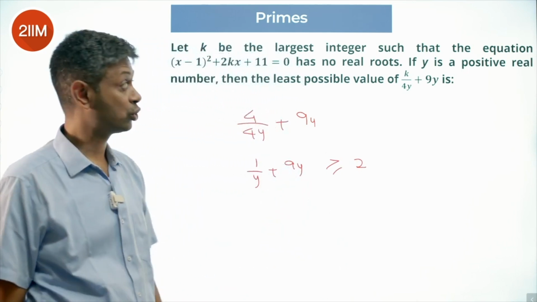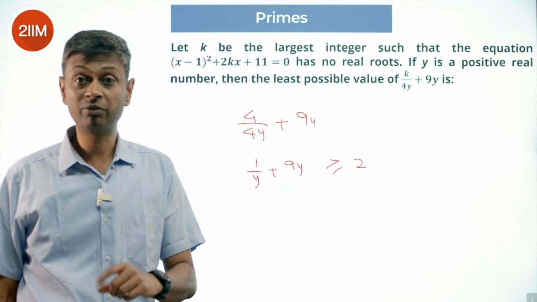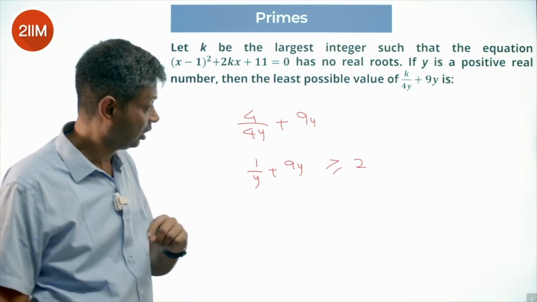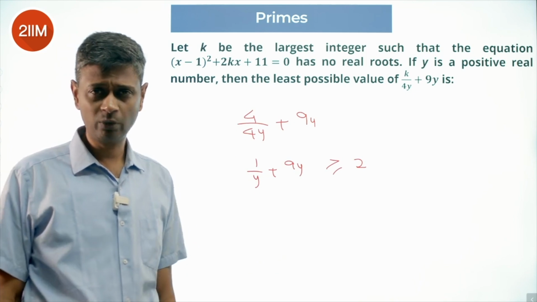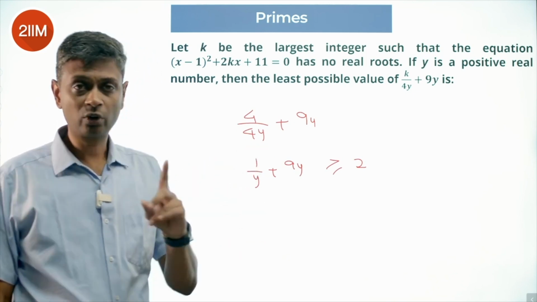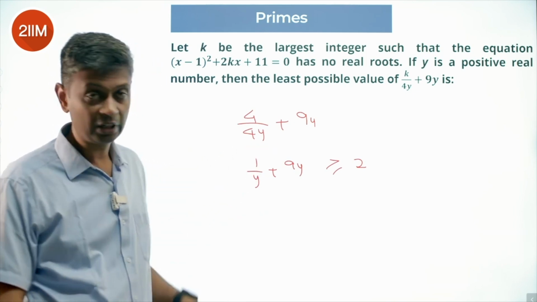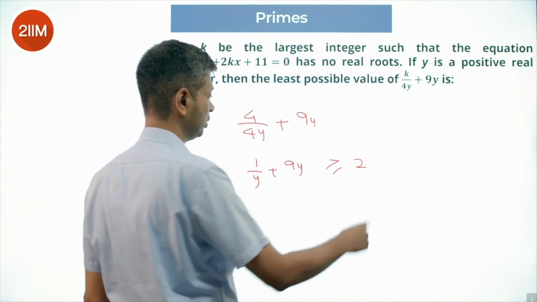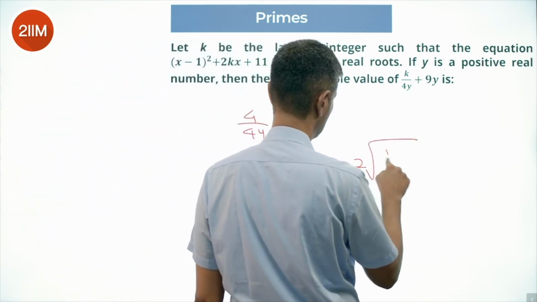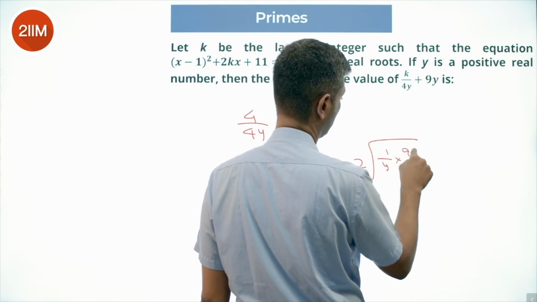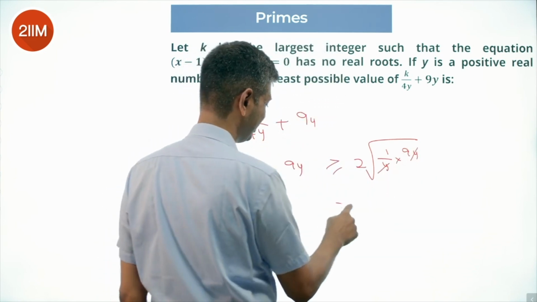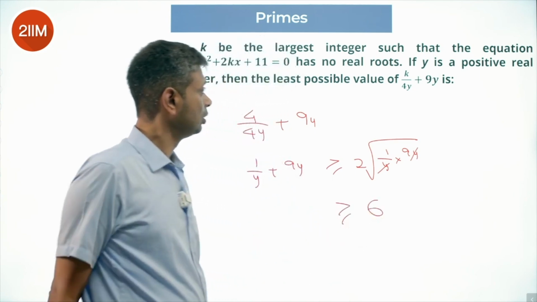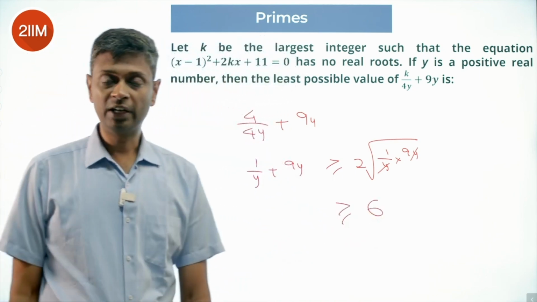Arithmetic mean is greater than or equal to geometric mean. Since these are positive real numbers, we can plug in the arithmetic mean and geometric mean of 1/y and 9y. (a + b)/2 ≥ √(ab), so a + b ≥ 2√(ab) = 2 times √((1/y)(9y)). The square root of 9 is 3, so this is greater than or equal to 6. The least possible value is 6.